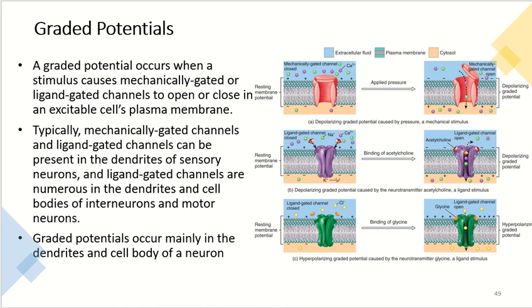A graded potential is going to occur when a stimulus causes these mechanically gated or ligand-gated channels to open or close in an excitable cell's plasma membrane. So typically, mechanically gated channels and ligand-gated channels are going to be present in the dendrites of sensory neurons, while ligand channels are going to be more numerous in the dendrites and cell bodies of interneurons and motor neurons. And these graded potentials are mainly going to be found in the dendrites and cell bodies of neurons.